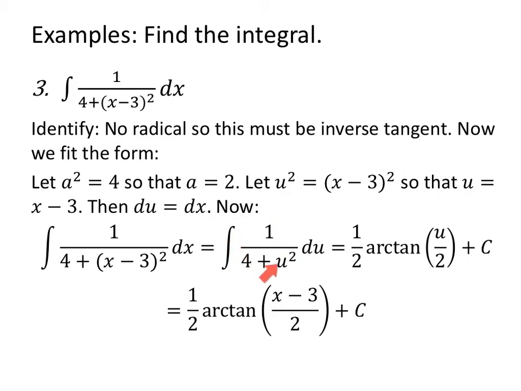Because of this form, I know it's arctangent, so it's 1 over a, which is 2, 1 over a arctangent of u over a, plus our constant. Replace u with x minus 3, and we have our solution: 1/2 arctangent of the quantity (x minus 3) over 2, plus c.